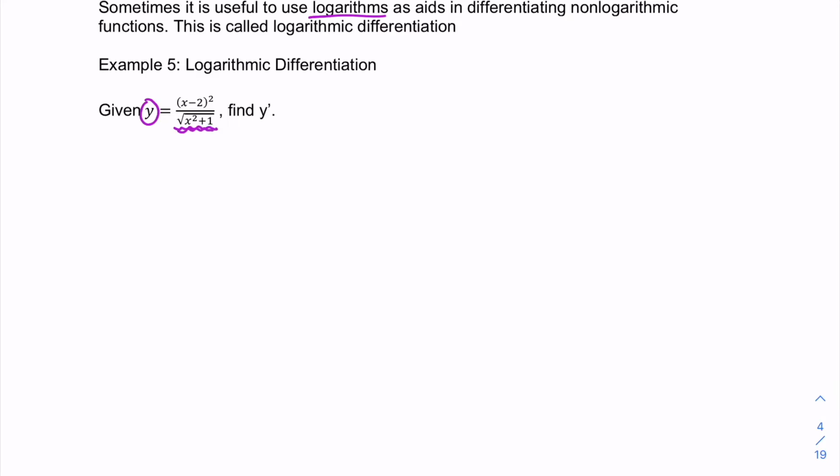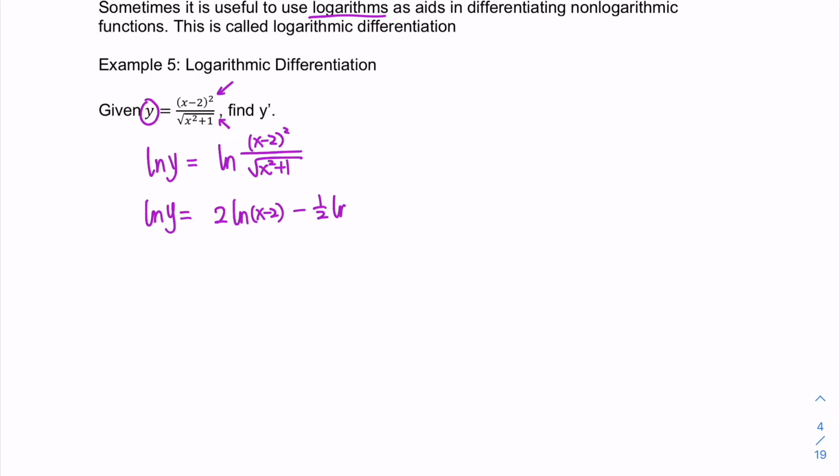Sometimes it's useful to use logarithms to help you find the derivative of a complicated function, especially a fraction with complex parts. Given y equals a fraction, we have a power and we have a square root. So we are going to introduce Ln on both sides. Ln y equals Ln of (x minus 2) squared over the square root of x squared plus 1. Next, we use properties to simplify the right side. It gives us 2 Ln (x minus 2) minus 1 half Ln (x squared plus 1).